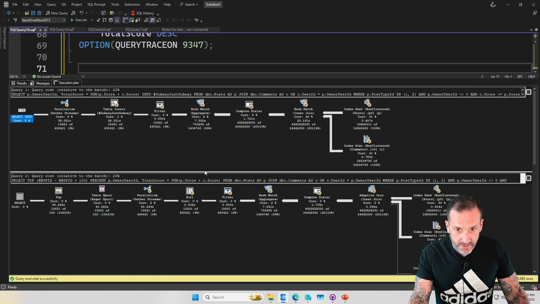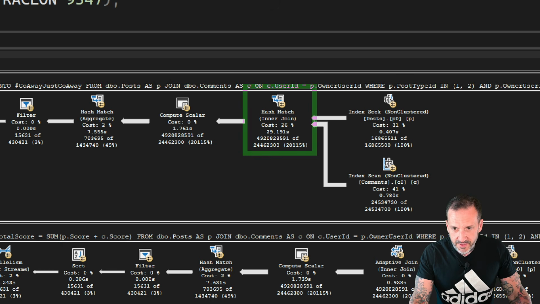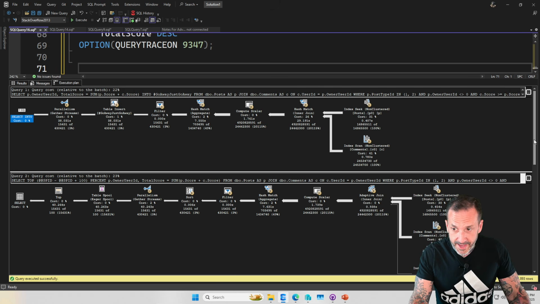So like the first query where we dump data into a temp table, at least I think that's what we did. Oh, come on, zoom it. You'll still see about 30 seconds represented in that regular hash join, right? So SQL Server didn't choose an adaptive join for this one. So this one actually does still look okay.